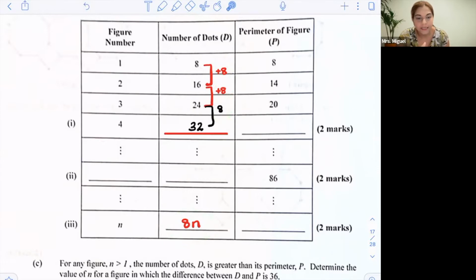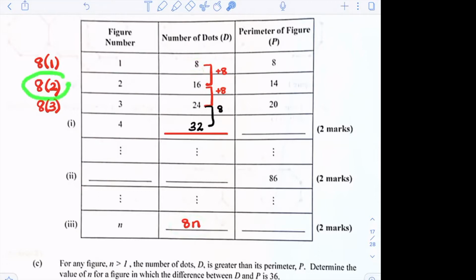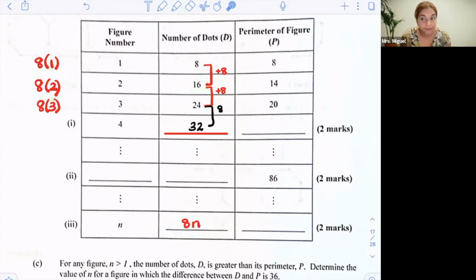Now, let us see if my answer has to remain like that or it has to increase. Now, what is n? n is the figures. So 8 by 1, 8 by 2, 8 by 3. I am multiplying each number by 8 because according to what I have on my table, this is 8n. 8 multiplied by 1 is 8, not so? 8 multiplied by 2 is 16. Yes? 8 multiplied by 3 is 24.